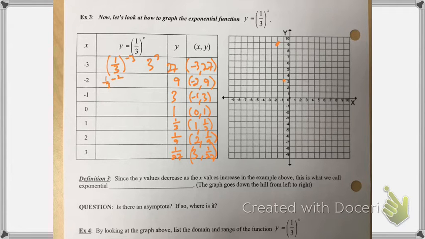-1, 3. 0, 1. Ooh, there's that y-intercept again. Hello. 1, 1/2. Nope, just kidding. 1, 1/3. I know you can tell the difference there.